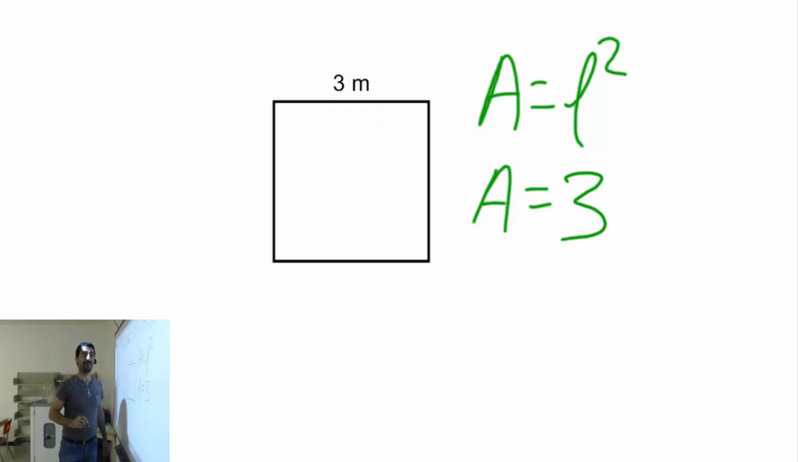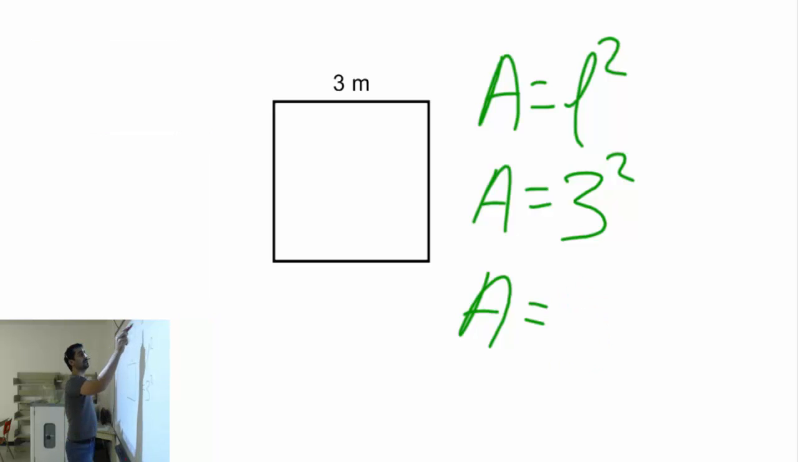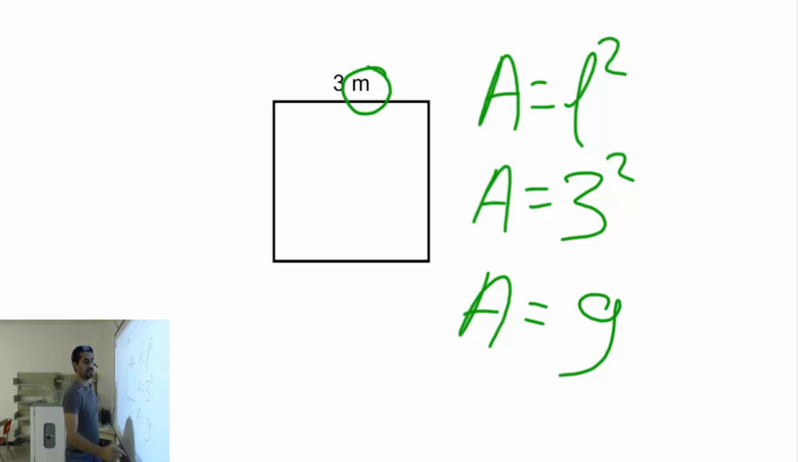Let's write that down. 3. And let's follow the formula. Instead of L, you write down 3. Now let's just replace everything. The square is still going to be here. So let's write that down. And area equals, remember, 3 square means 3 times 3. That will give you 9. I'm almost done. 9. Let's write down the unit, meter square. Let's practice.